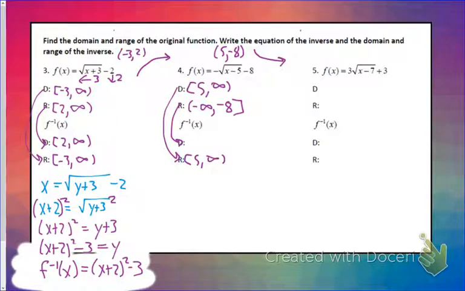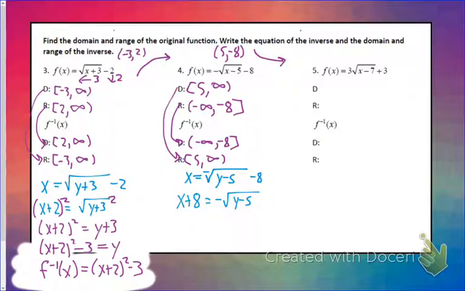Range becomes the domain. And then we can solve. Okay, so flip x and y. Add 8. All right, and then the first thing I need to do is I need to get rid of that negative. Okay, so what I'm going to do is I'm going to multiply both sides by negative 1. Okay, if I multiply that by negative 1, it becomes positive. And then what I'm going to do is I'm going to put that negative outside my parentheses.